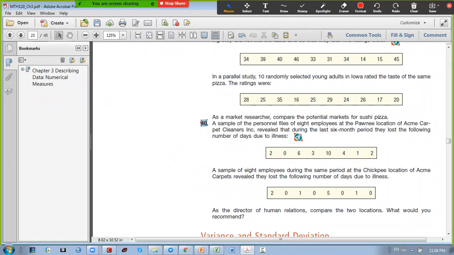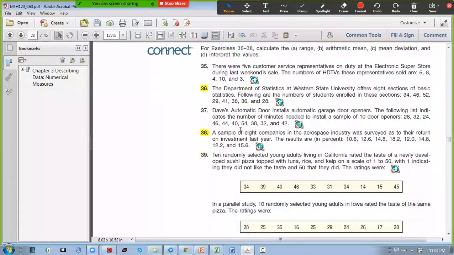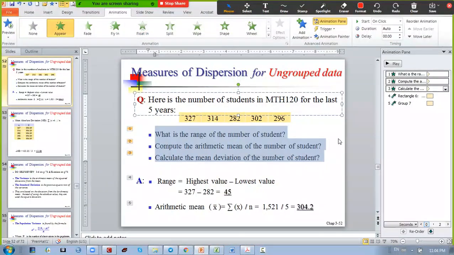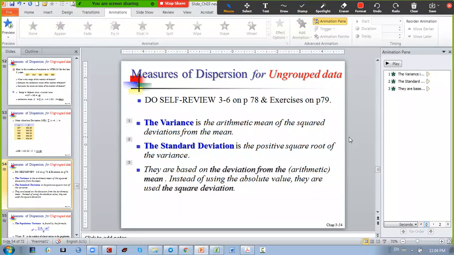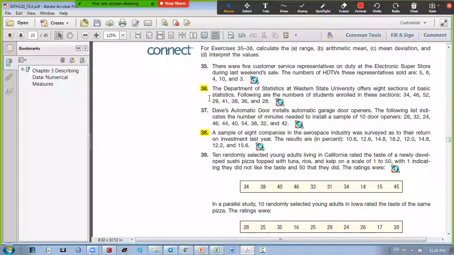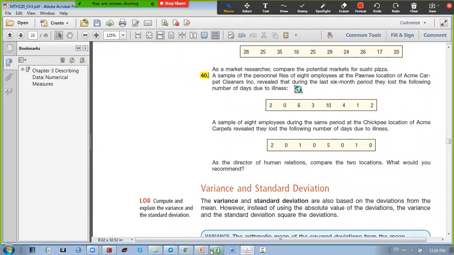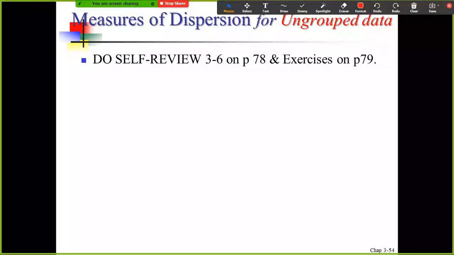Okay, this one also number 40. So for this exercise, you need to do number 36, 38 and 40. Okay, so self review. I just remind you, self review is not homework, so you don't need to submit.